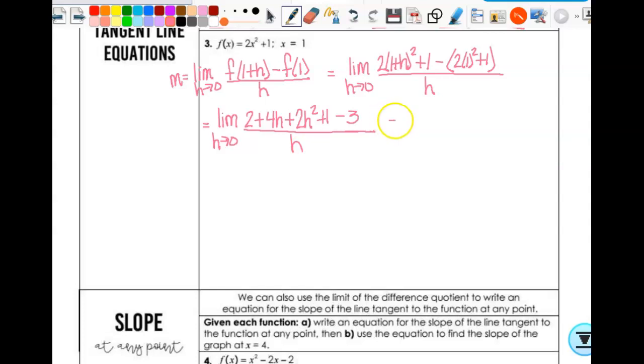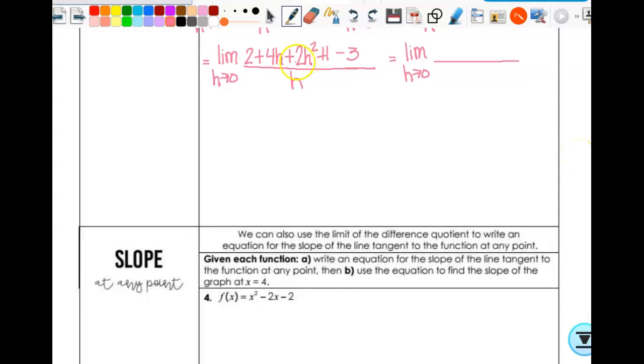All right, so that is equal to the limit as h approaches 0 of, all right, so when I start to clean this up, I've got 2h squared, and then 4h, then I have 2 plus 1 minus 3, that all zeroes out, and then I just have h in the denominator. So now I can say that is equal to the limit as h approaches 0. In the numerator, I can factor out an h. That leaves me with 2h plus 4 over h.